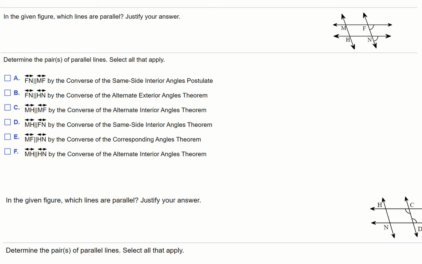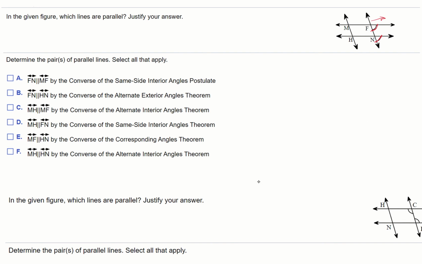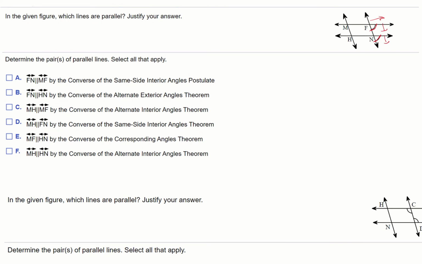Now, in this example, these are all similar types of examples. They're asking which lines are parallel. Same reasoning here, but different kinds of angles. So now we're looking at these two angles. What kind of angles are those? Well, they're corresponding angles because they're both to the right and they're both below their respective lines. I can literally take this angle and slide it down. It's the same exact angle. And so these are corresponding. Therefore, by the converse of the corresponding angles theorem, these two lines have to be parallel.